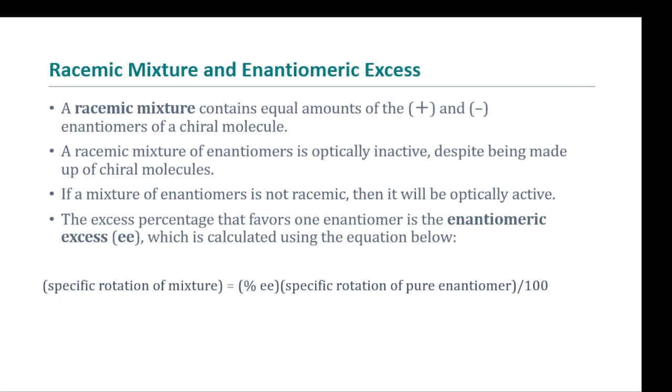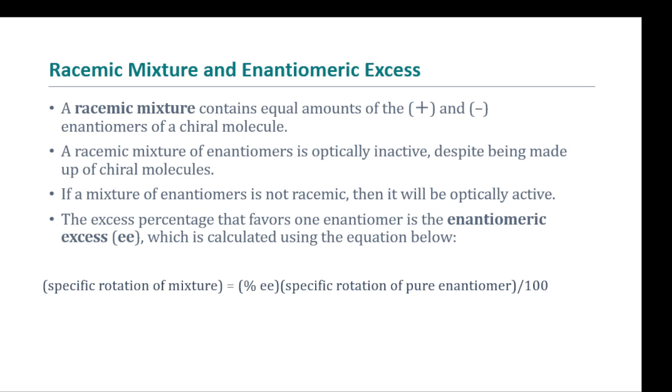If a mixture of enantiomers is not racemic, then it's going to be optically active. What does that mean if it's not racemic? Does it mean I have all of one? I literally just have a little bit more of the other. That's fine. I could have almost all of one. That would also be non-racemic, right? Or not racemic.